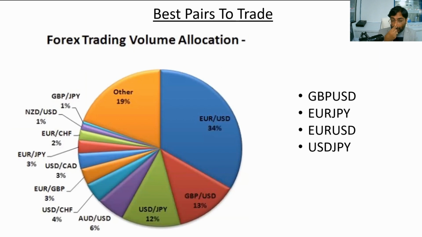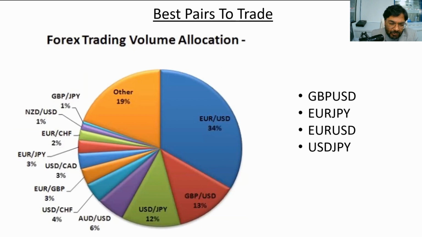But if you talk only about the forex trading volume allocation, as you can see here, the GBP USD has almost 13% of market cap. Then we have Euro USD having 34% of market cap, USD JPY capturing 12% of market cap, and along with that, the Euro JPY consisting 3% of market cap. Now, these are all the major currencies that are moved among the banks, among the forex industry, whenever the banks are open. So these four are actually more than enough for us to do our advanced intraday trading on a daily basis.